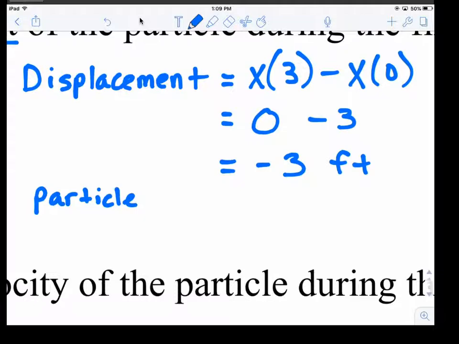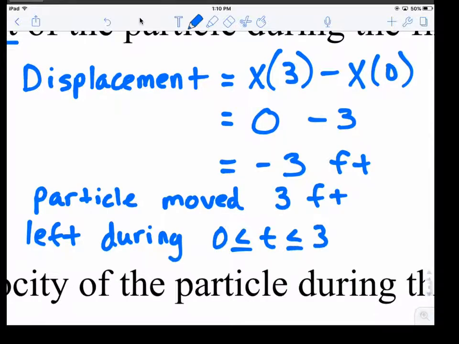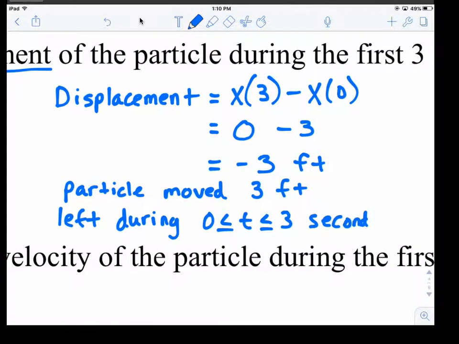But they'll tell you, all right, so the particle moves 3 feet left for 0 less than t, which is less than 3 seconds. For this section, you have to get really good at interpreting what your answers are. Because my displacement was negative, that means I moved 3 feet left. If it were positive 3, then I would be moving right, exactly.